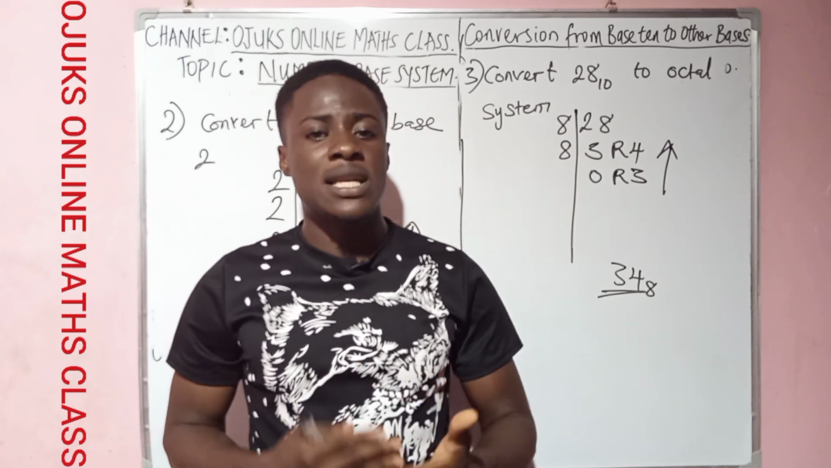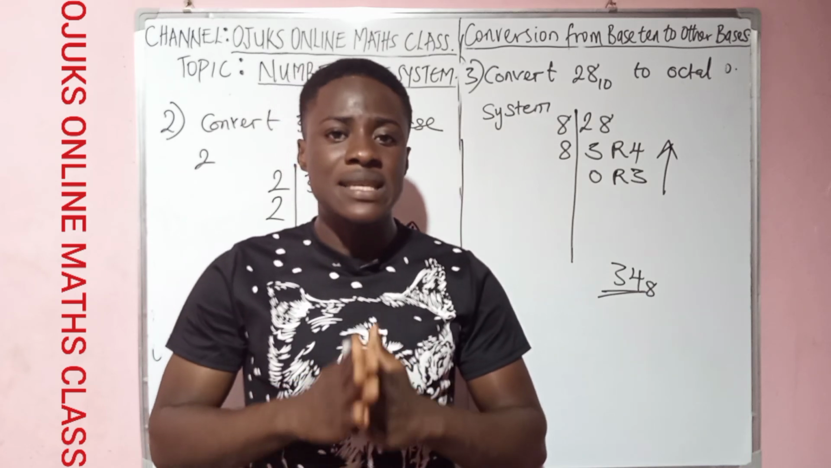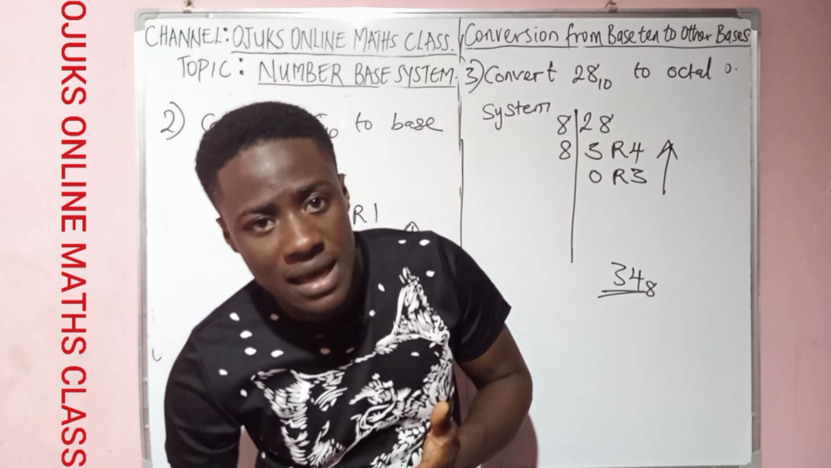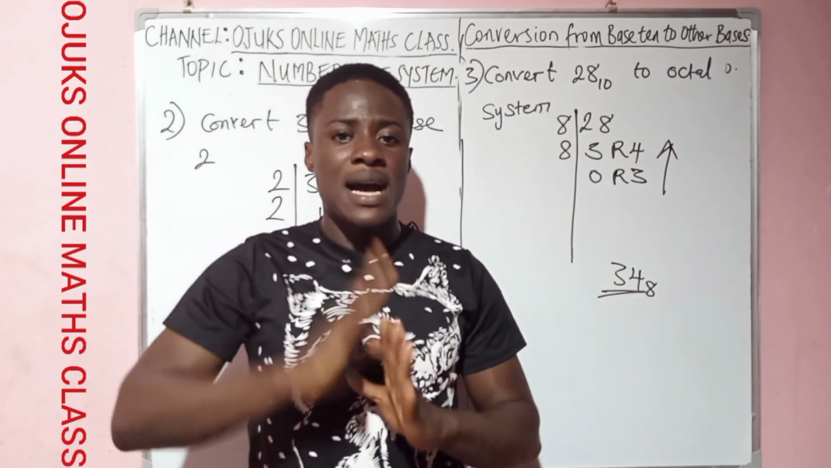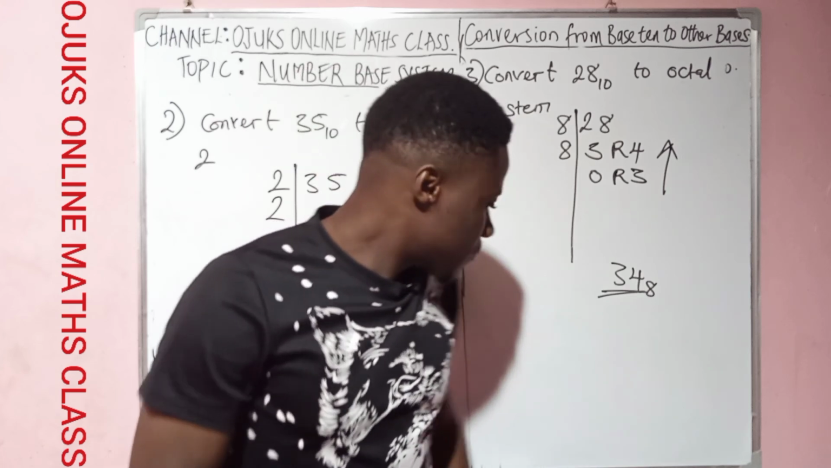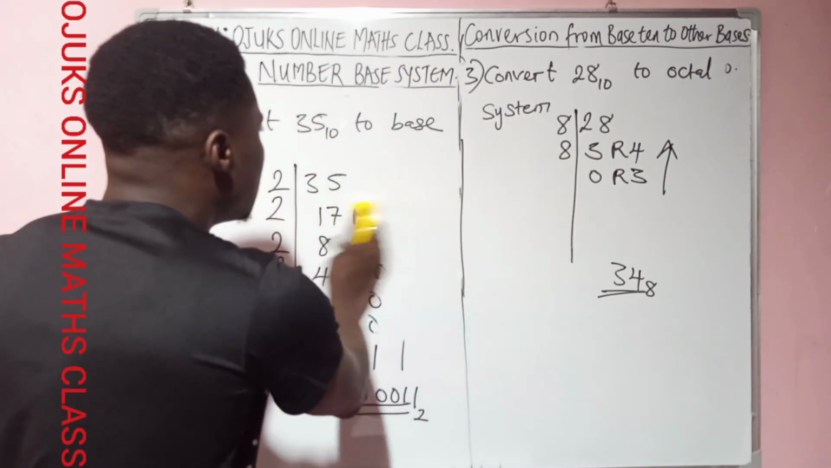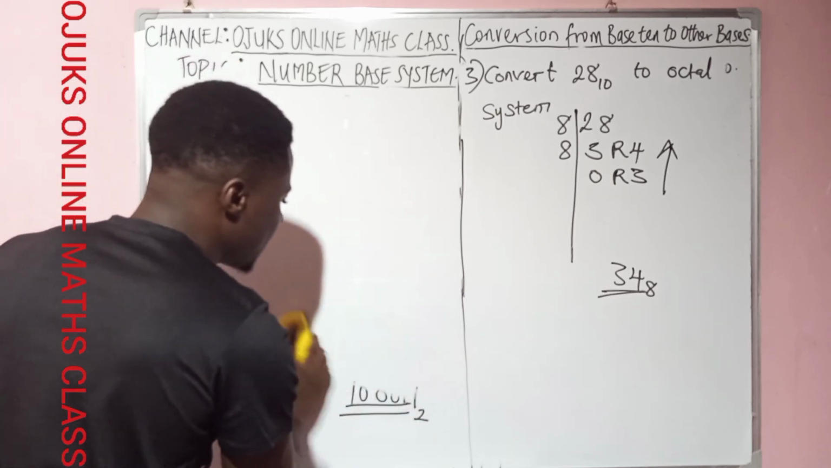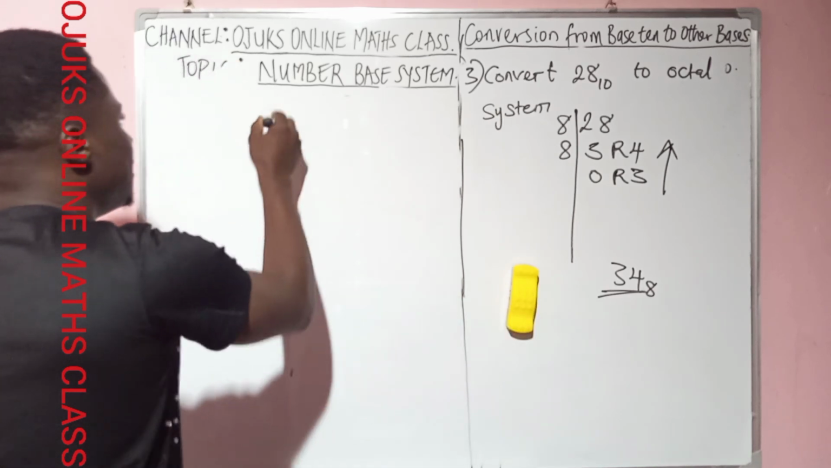And if you want to collect your result, it is very easy. Just take the remainders from the bottom to the top as your result, as simple as A, B, C. Okay, so having known this, you can try this. It's very simple.